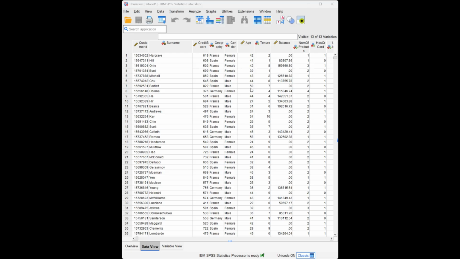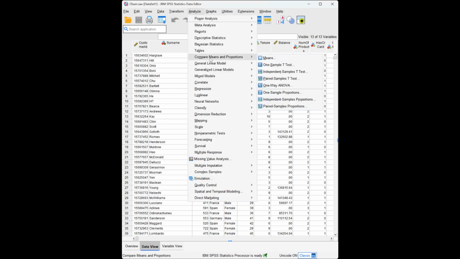Okay, on the top menu in SPSS, go to Analyze, Compare Means and Proportions, and we're going to be picking Independent Samples t-test. This tells SPSS, hey, I've got two separate groups, and I want to compare their averages on something important. In our case, their account balance. So go ahead and click on it.